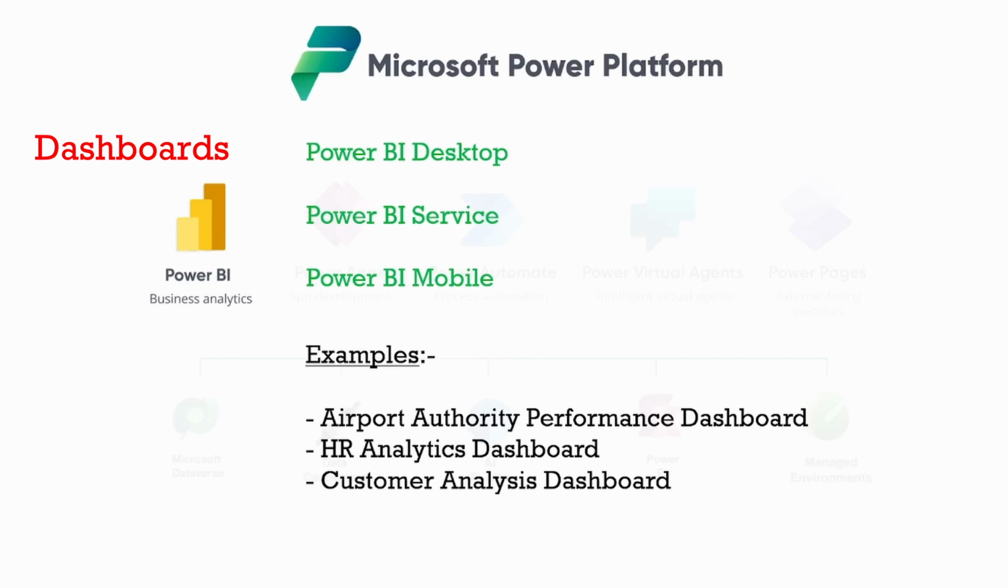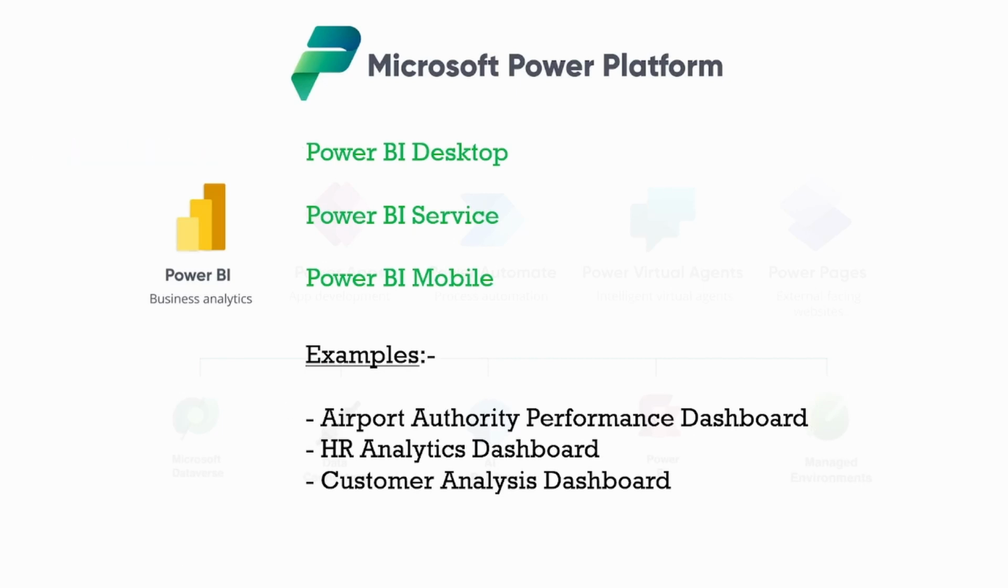To put the point across, it is better to provide examples rather than definitions. So, as you can see at the bottom, we have a few examples of dashboards that you can create with Power BI. The first one, Airport Authority Performance Dashboard. If you have seen the movie The Terminal, Tom Hanks is in it. They have a daily briefing in the morning. Just imagine how a dashboard will help them to get the number of inbound flights, number of outbound flights.